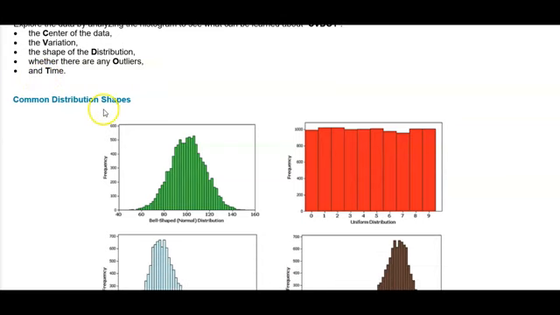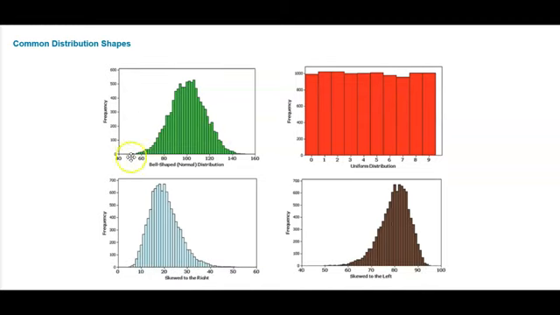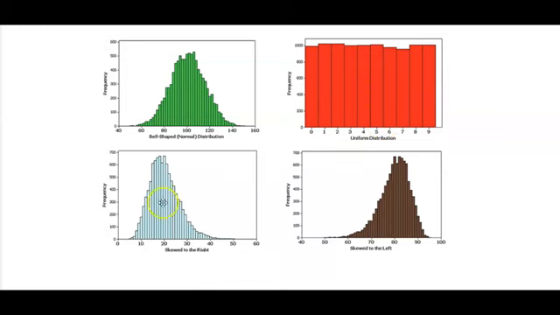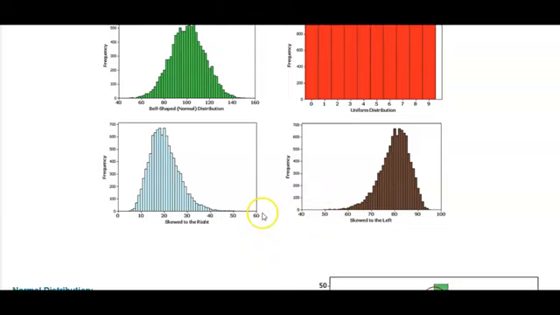So here are common distribution shapes. Here you can see that we have our frequency. This is a bell-shaped distribution. Over here to your right, this is a uniform distribution. Over here, we have a distribution that is skewed right because you can see the tail is going to the right. And over here, we have a distribution where the tail is skewing towards the left.